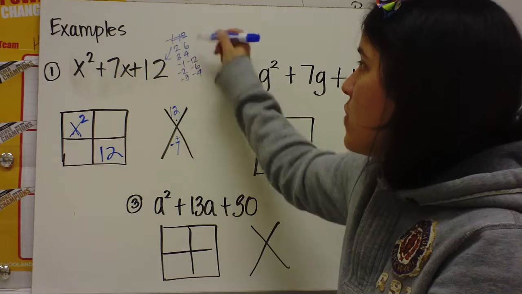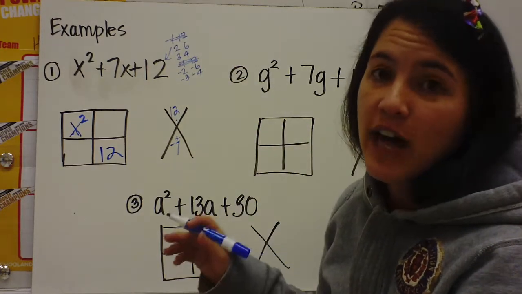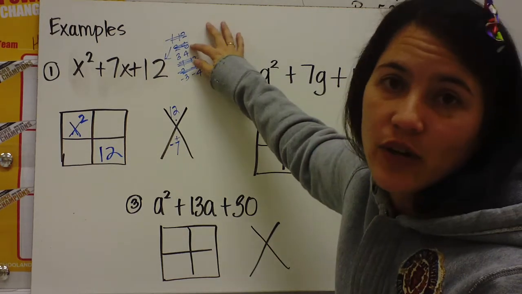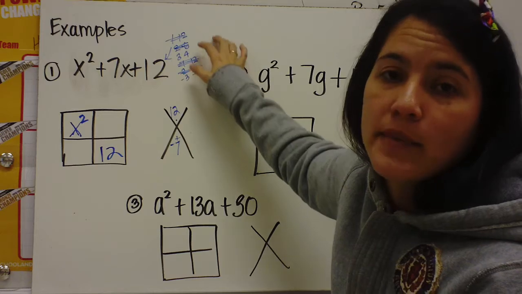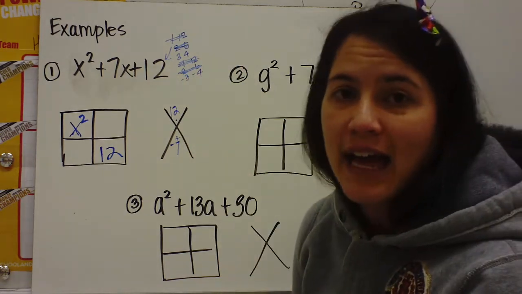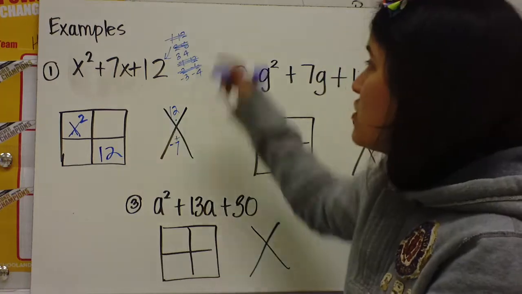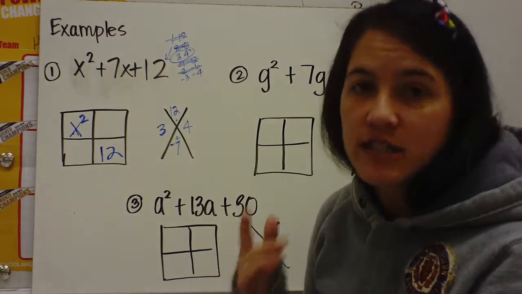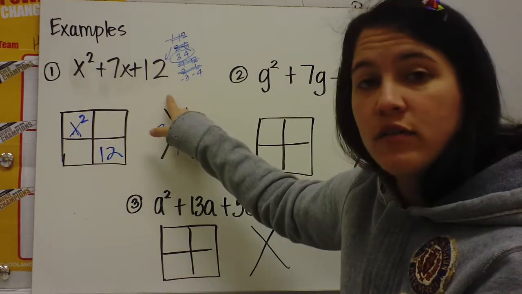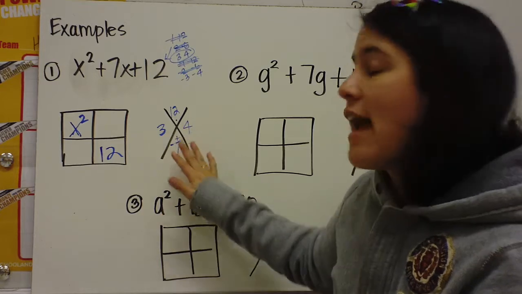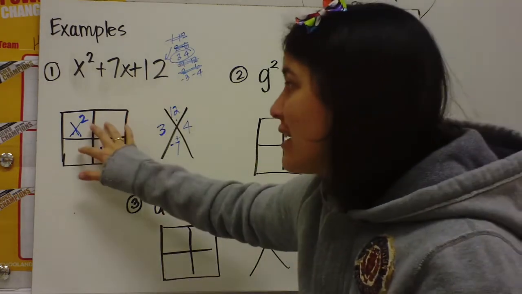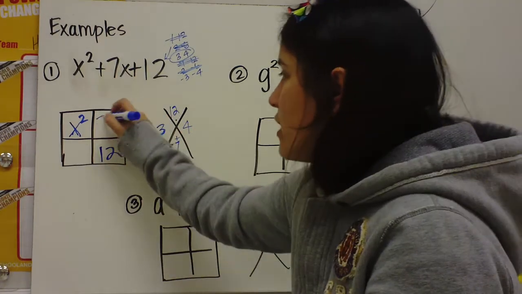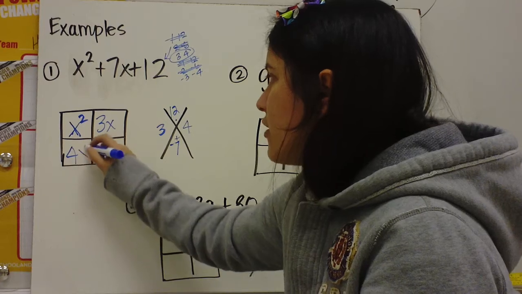So if you were to add 1 and 12 and -1 and -12, that wouldn't work. If you were to add 2 and 6, that wouldn't work, and -2 and -6 wouldn't work. So we've narrowed it down to 3 and 4 and -3 and -4. But only one of them will work because remember we want to add to be a positive 7, which means we need to use the positive 3 and the positive 4. So let's double check. 3 times 4 is 12. 3 plus 4 is 7. Now that we have found our factors, we can go back over here to our box. And when we put them in our box, we're going to put an x with them. So we'll put 3x here and 4x here.